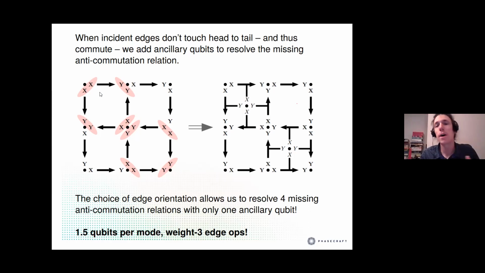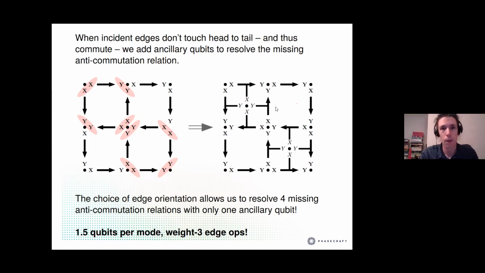And now you see why the choice of these orientations was very important as a bookkeeping device, because it allowed us to resolve 4 missing anti-commutation relations with only 1 additional ancillary qubit. Okay, and because you're adding fewer ancillary qubits, you're using fewer qubits per mode, so we only have 1.5 qubits per mode. And you're also making it so that because you're sort of localizing your missing anti-commutation relations, your edge operators are sort of able to resolve them more efficiently. And so our edge operators are able to be weight 3 instead of weight 4.